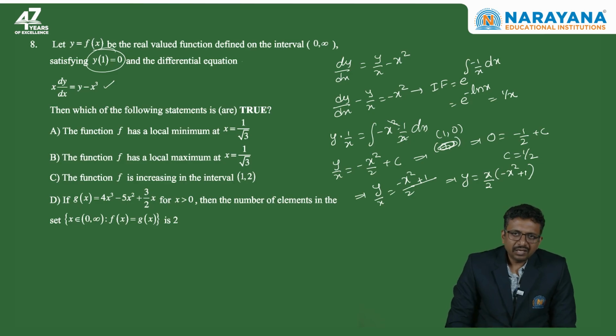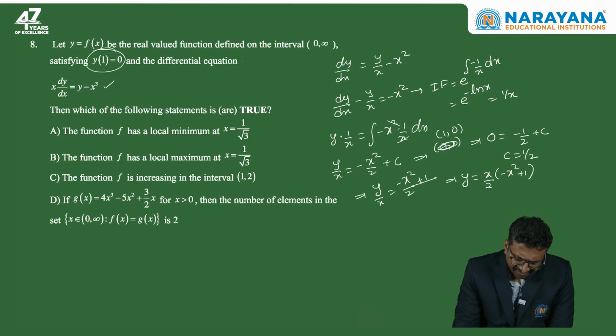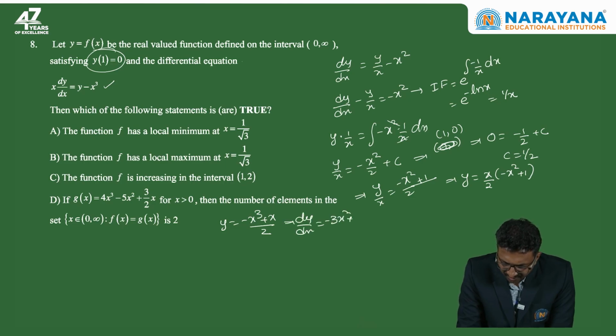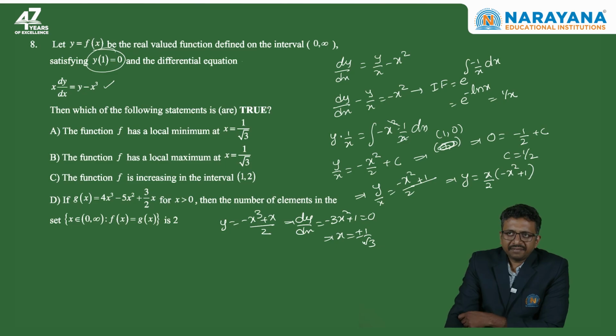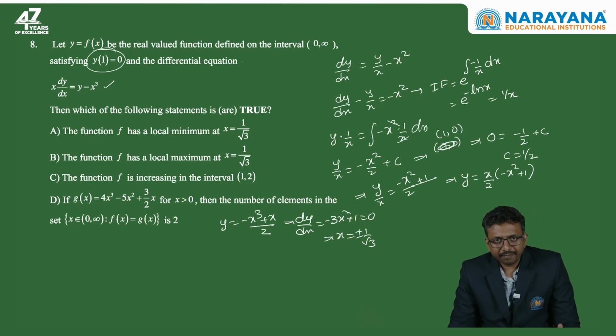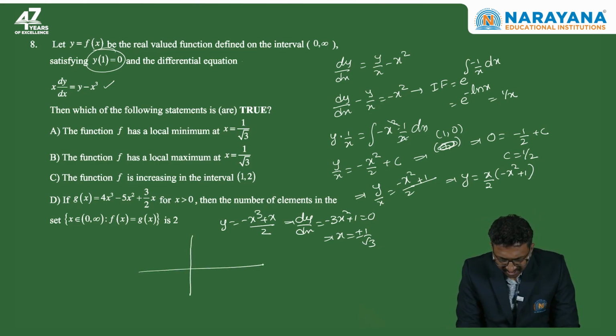So y is a cubic function. So it's very easy to analyze this. F has local minima, local maxima. F is increasing in interval 1 to 2, and so on. So y is equal to minus x cube plus x whole divided by 2. So dy by dx is equal to minus 3x square plus 1 equal to 0, which implies x is equal to plus or minus 1 by root 3.